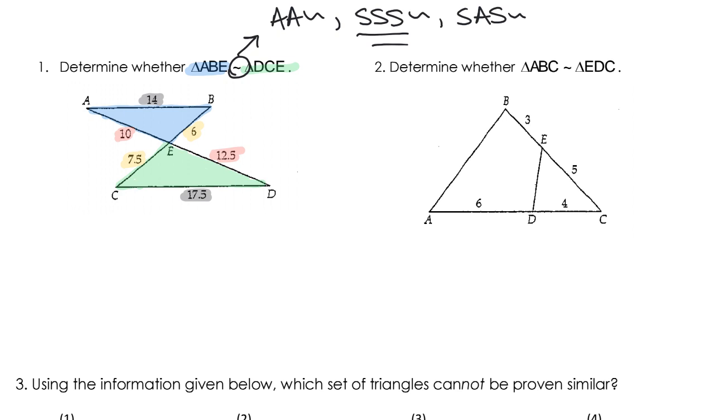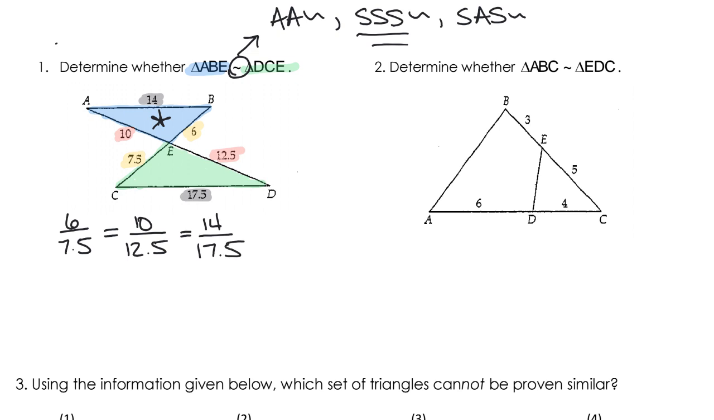And now I'm just going to go ahead and set up my ratios. Remember, it does not matter what triangle you start with. I'm going to start with the blue ones, so its sides will all be on top. I'm going to start with the small, 6 divided by my small in the bigger triangle, 7.5. Medium side of 10 divided by my medium side of 12.5. My large side of 14 divided by my large side of 17.5.